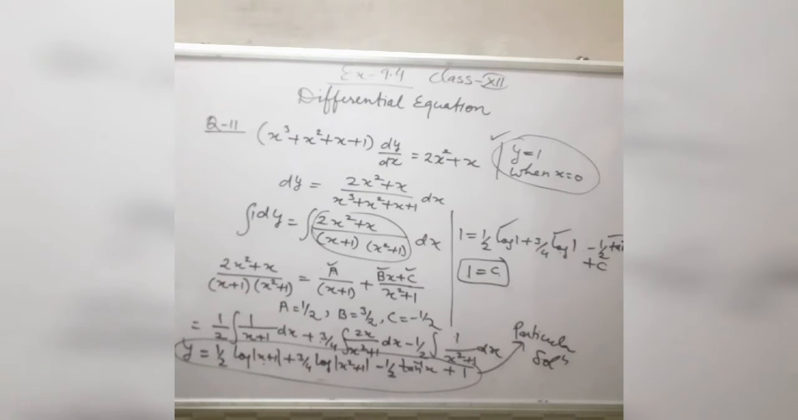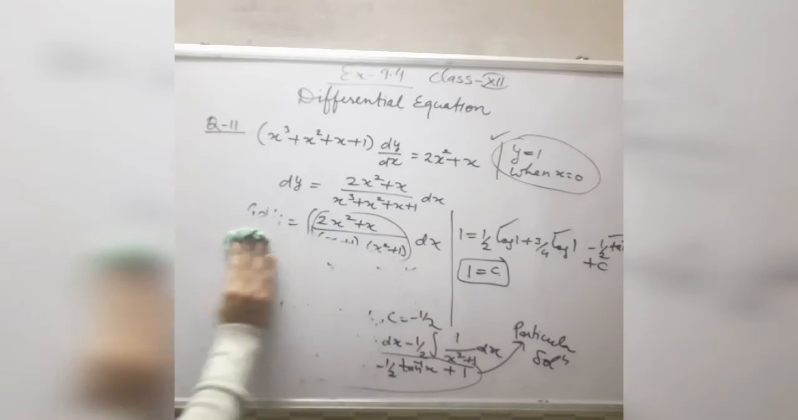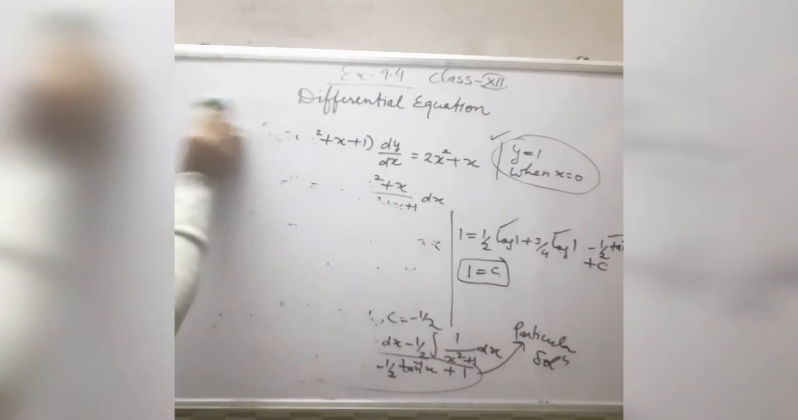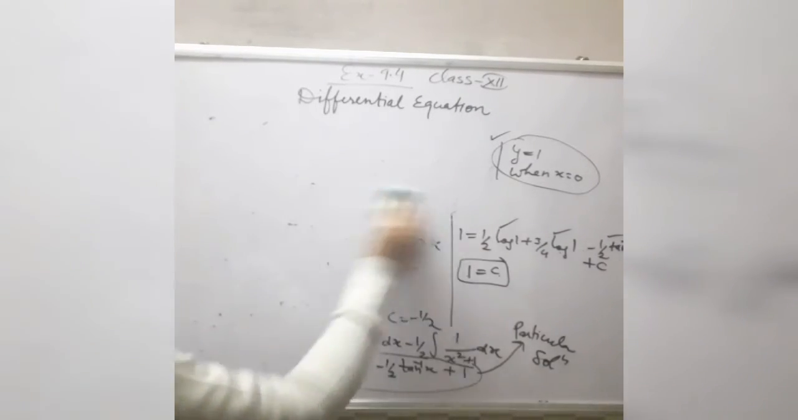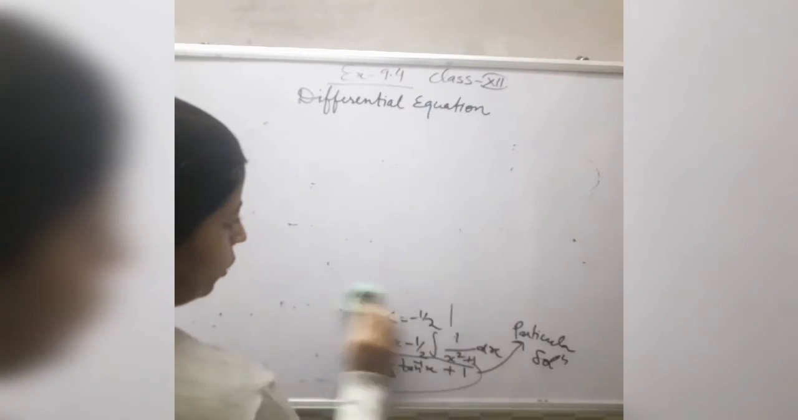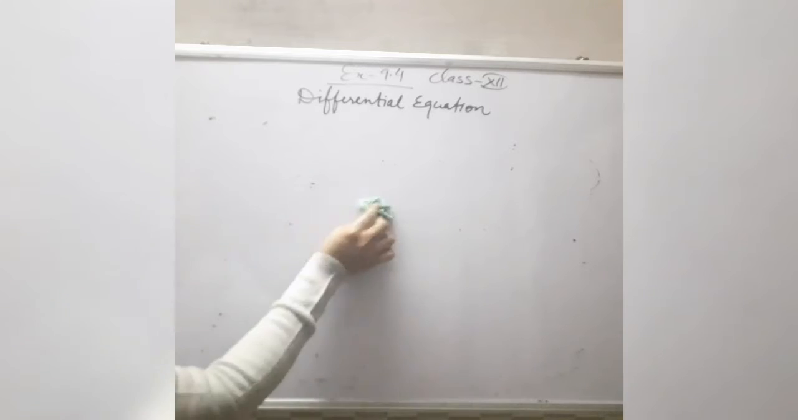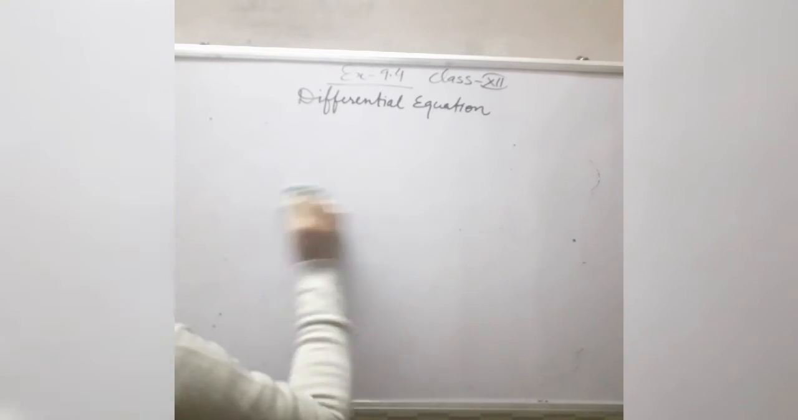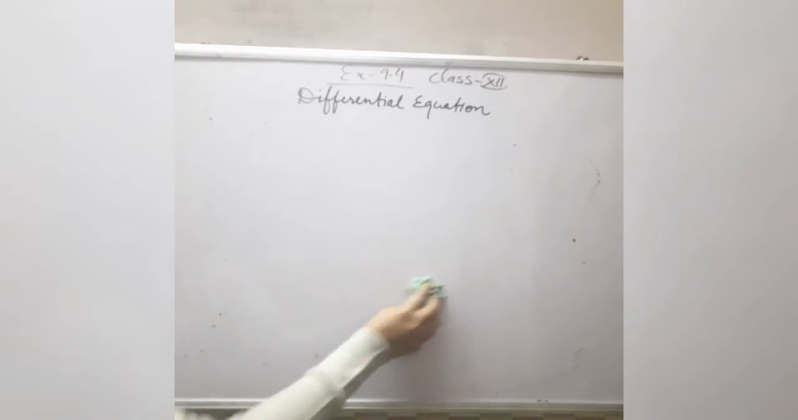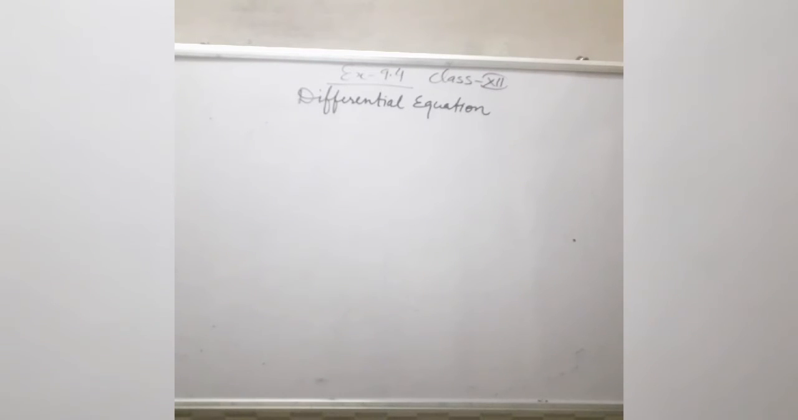So this is question number 11. Question numbers 12, 13 and 14, up to question number 14, these questions are similar. So you will try these three questions yourself, question number 12, 13 and 14. In all these three sums, some conditions are given to you. With the help of the given conditions you will find the value of the constant terms, and with the help of the constant term you can find a particular solution.